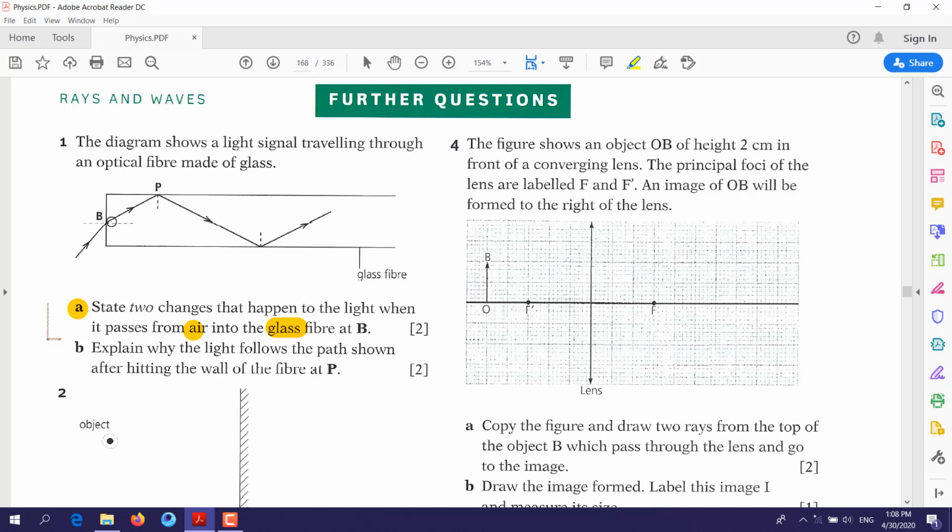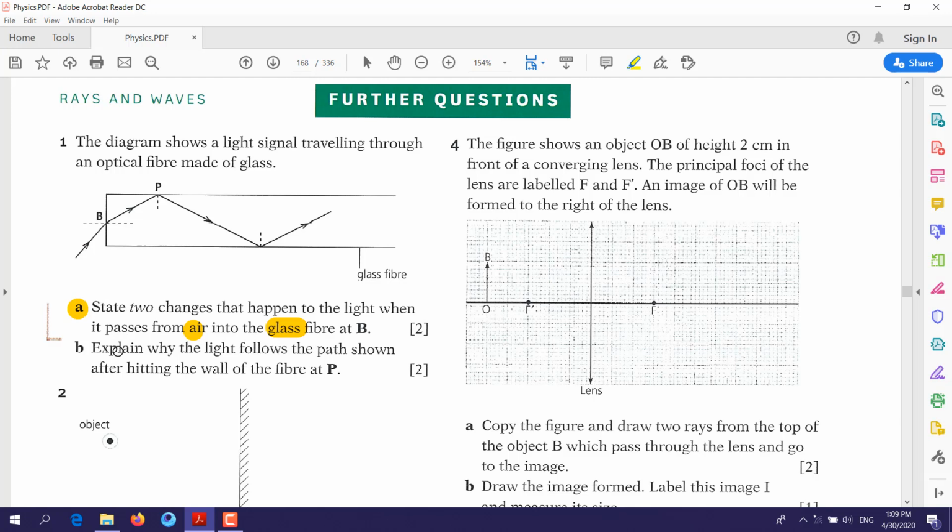See the speed, because with two different mediums, as we know, in each medium the light travels with a specific speed. So this is the first change, and the second one is the direction. See this, it was supposed to go straight, but what happened? It bent a little bit, it refracted a little bit. So the two changes that will happen are the speed and the direction.